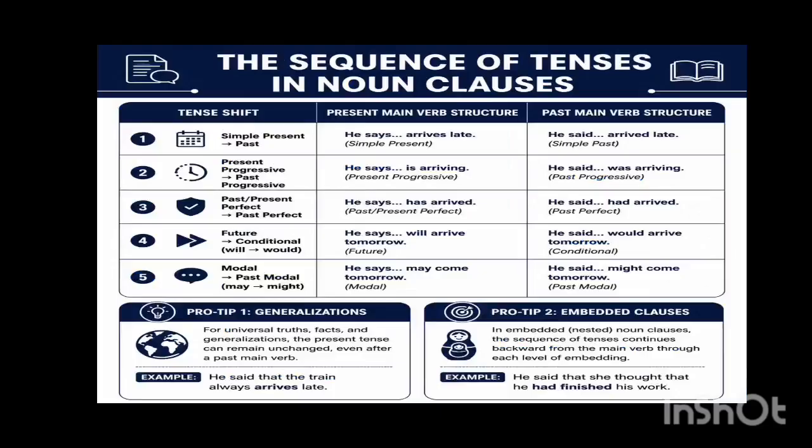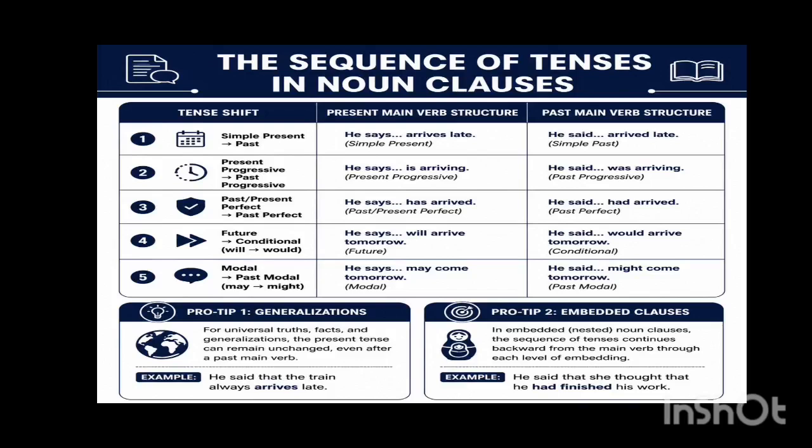Now let's look at the chart. Notice the middle column is present main verb and the right column is past main verb. So we have simple present to simple past. If he says it now, it becomes he says he arrives late. Yes, for example. But if he said it yesterday, it becomes he said he arrived late. Yes, present becomes past.